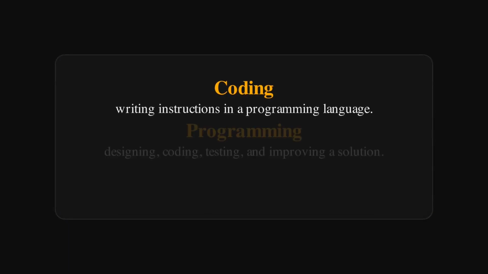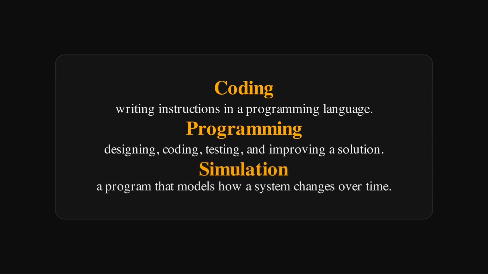Coding is writing instructions in a programming language. Programming is designing, coding, testing, and improving a solution. A simulation is a program that models how a system changes over time.